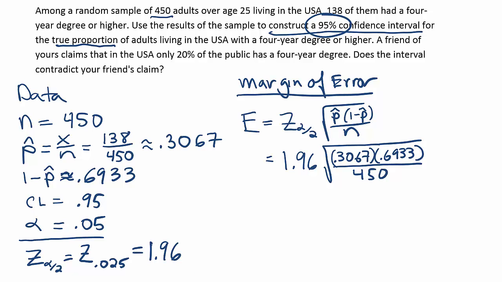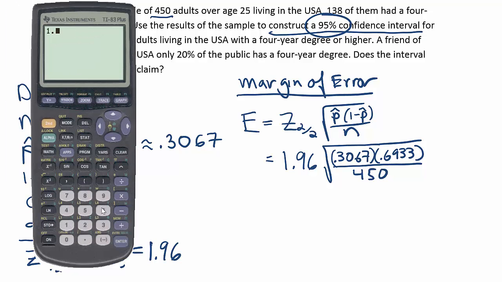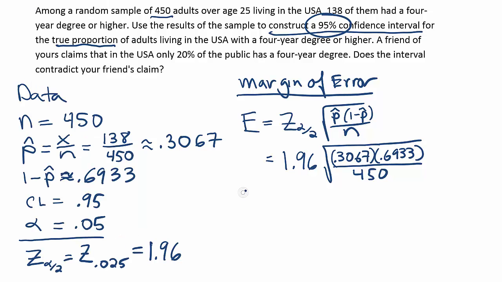When you enter this in the calculator, you don't want to do anything special here. You just want to go ahead and put it in as you see it. So 1.96, and then the square root of, and then don't put special parentheses here. Just do 0.3067 times 0.6933, and then divide that by 450. Close up your parenthesis, press enter, and you'll get your answer. So our margin of error is about 4%, so 0.0426. So that's your E.